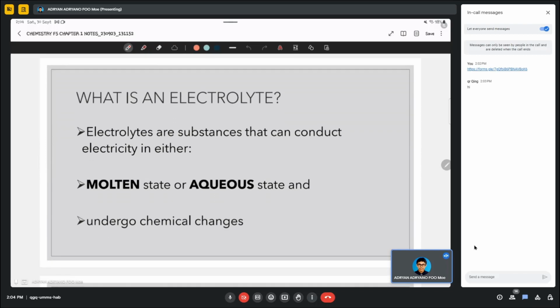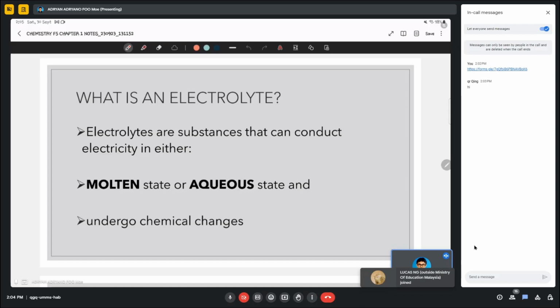Alright, so what is an electrolyte? This one is a question that they love to ask. Electrolytes are substances that can conduct electricity in either molten or aqueous state and undergo chemical changes. You have to memorize this answer because they like to ask what is an electrolyte, the definition of electrolyte.